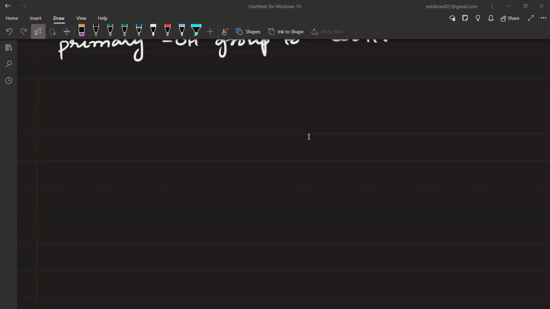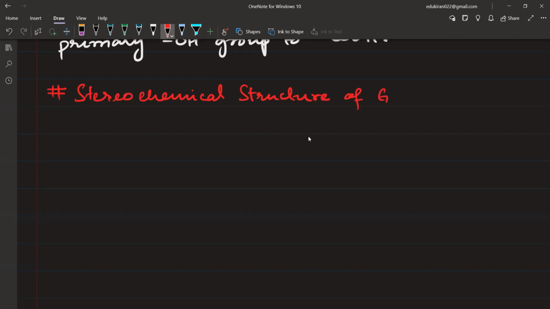As you saw, we have proved each and everything. Now the stereochemical structure of glucose was given by Emil Fischer. Okay, so please write here: stereochemical structure of glucose. ठीक है, stereochemical structure of glucose, given by Emil Fischer.